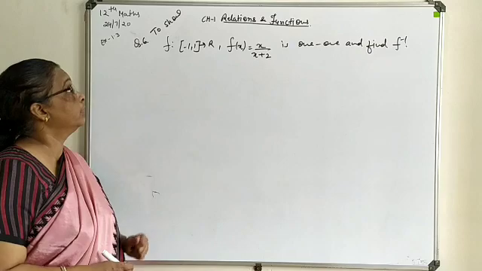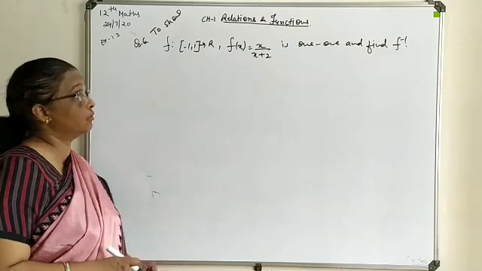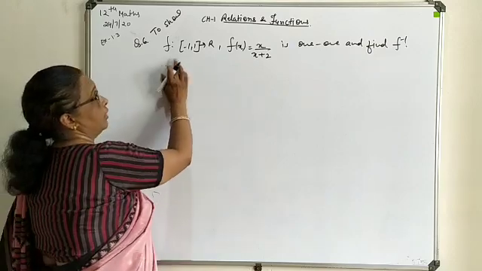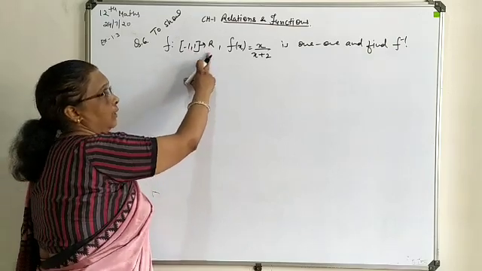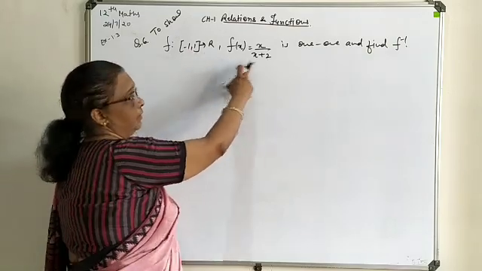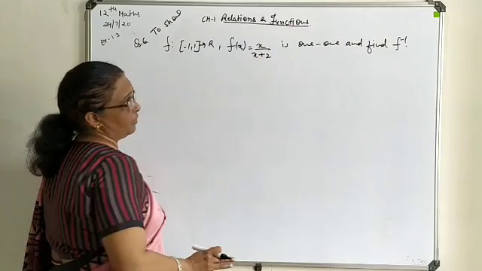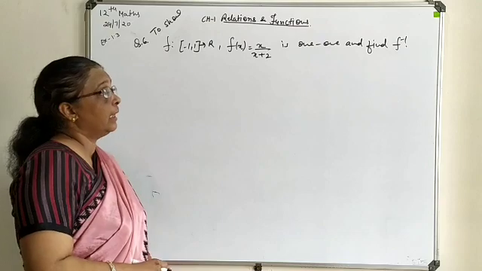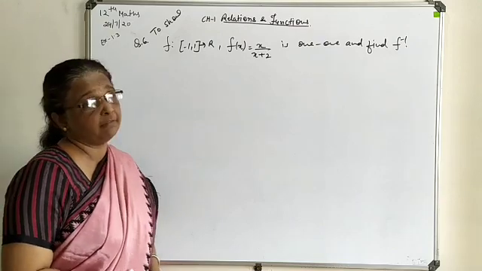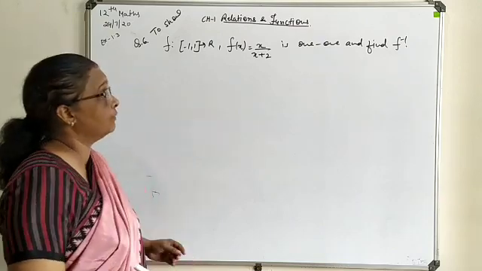Now next we are moving to question number 6, in which you have to show that the function defined from the closed interval -1 to 1 and mapped to R, your f(x) is available as x upon x plus 2. First of all, you have to check whether this function is 1-1, and then we have to find out f inverse. Now first we will go for 1-1.